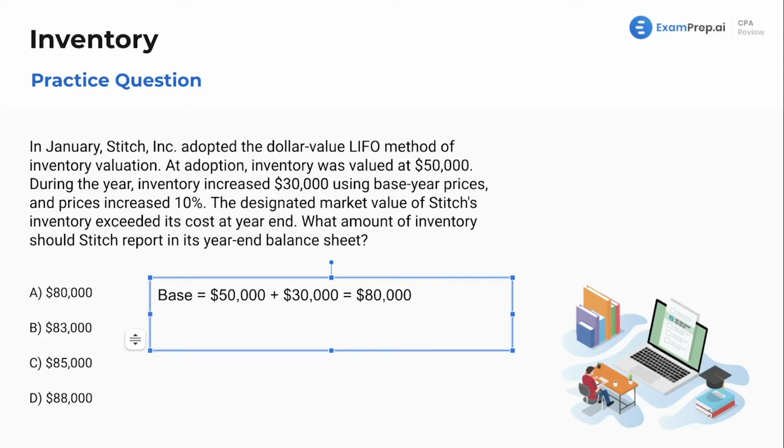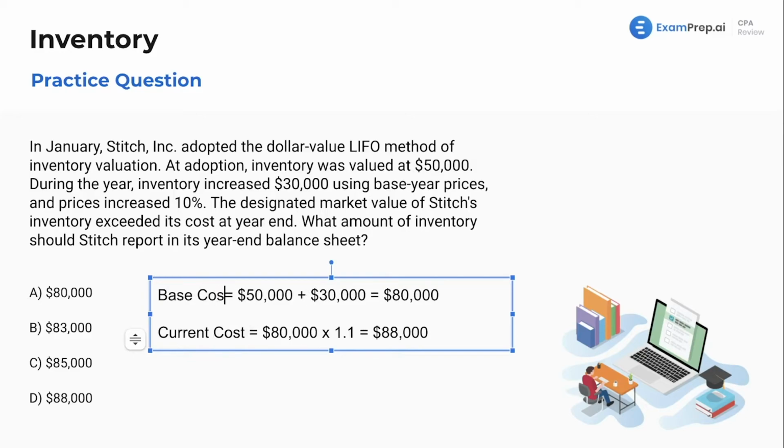Next, we need to use our current year cost. And our current year cost says prices increased 10%. So from here, our current cost equals 80,000, because we're going to take our base and multiply it by 1.1. That is 10%. That's how you account for a 10% increase in something. Like if I said I had a 10% return on my $80,000 investment, this would be the same process. And that is going to get us a total of $88,000. So that's our current cost compared to our base cost.